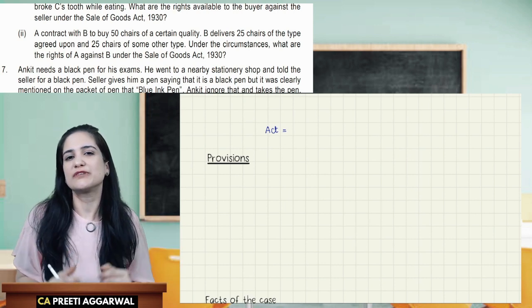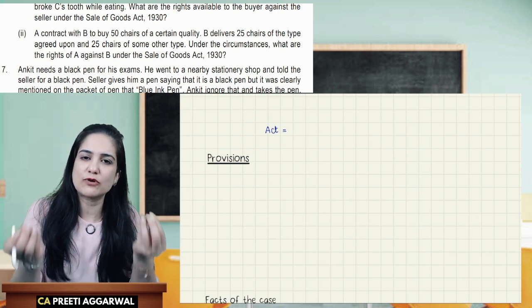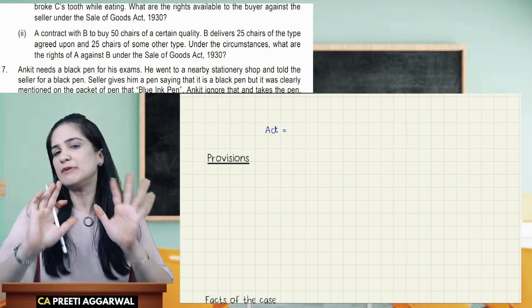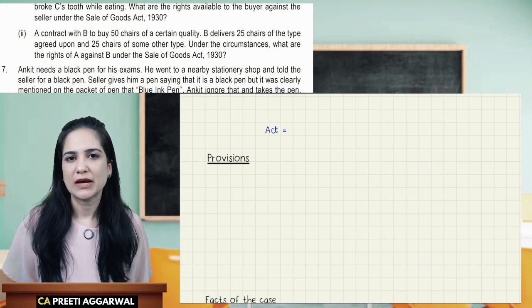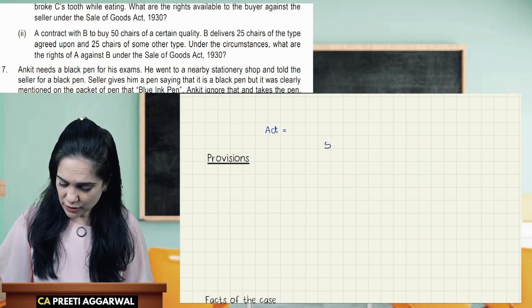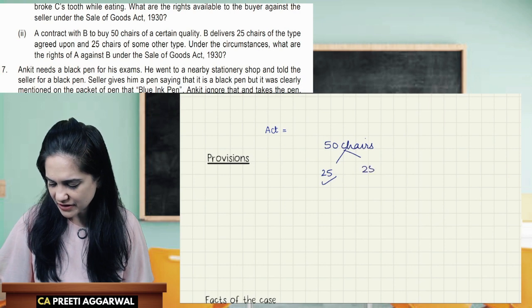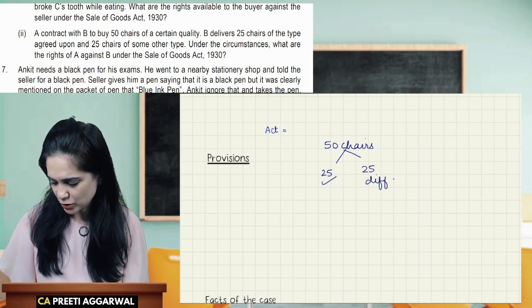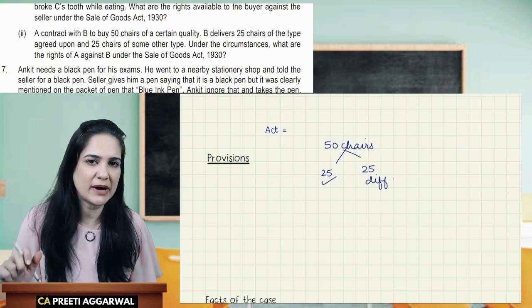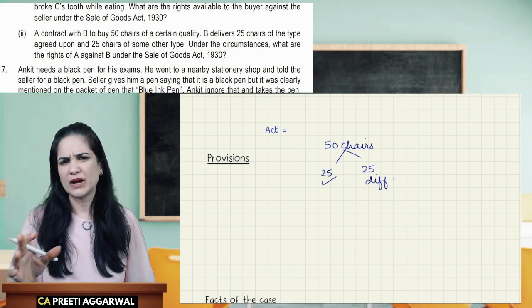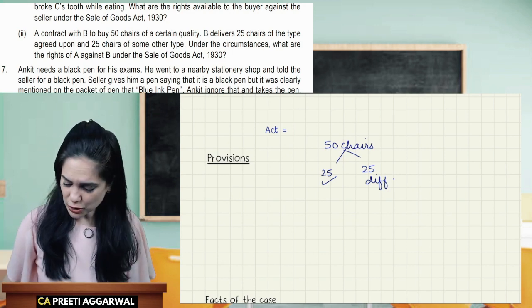There are various options available to the buyer. They just want you to write what are the options available with the buyer. Tell me, what are the options available with the buyer? So order was of 50 chairs. He delivered 25 chairs of the type ordered and 25 was something very different. They were not as per the description. What are the options available to the buyer? He is a crazy fellow. He can reject the entire quantity. So what is the option available?